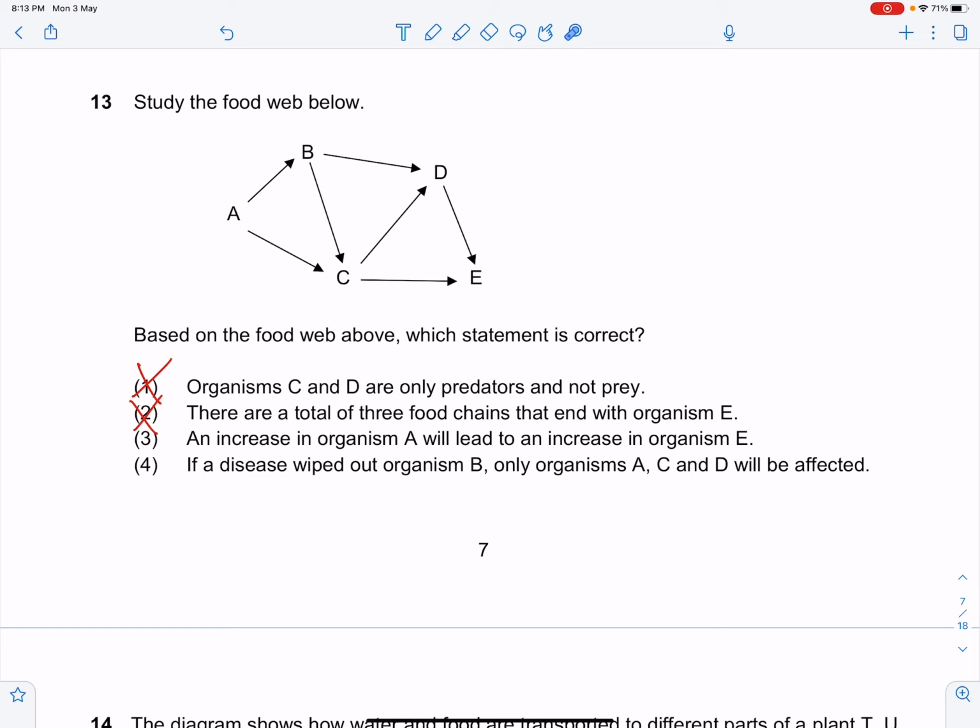Okay, that's not true. Why? Because if you take a look at it, B is eaten by D and D is eaten by E. So if B gets wiped out, D population would decrease, which would lead to a decrease in population E as well, since E feeds on D. So this is also wrong. So therefore, I'm very certain that the answer is number 3.